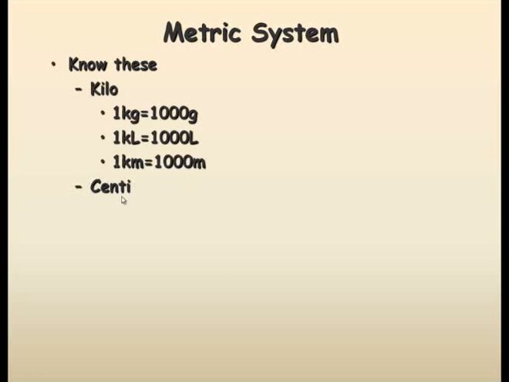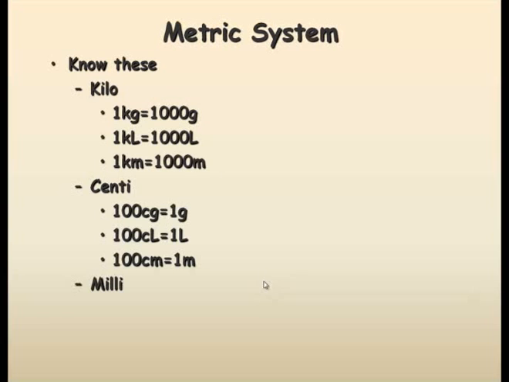On the small side, we have centi and milli. So centi, 100 centigrams gives me 1 gram. So these are really small, right? I got 100 of these in a gram, and a gram is pretty small itself. I have 100 centiliters in 1 liter. I have 100 centimeters in 1 meter. So these are not on your packet. You want to write them down. The important thing is 1 kilo gives you 1,000 of the base units.